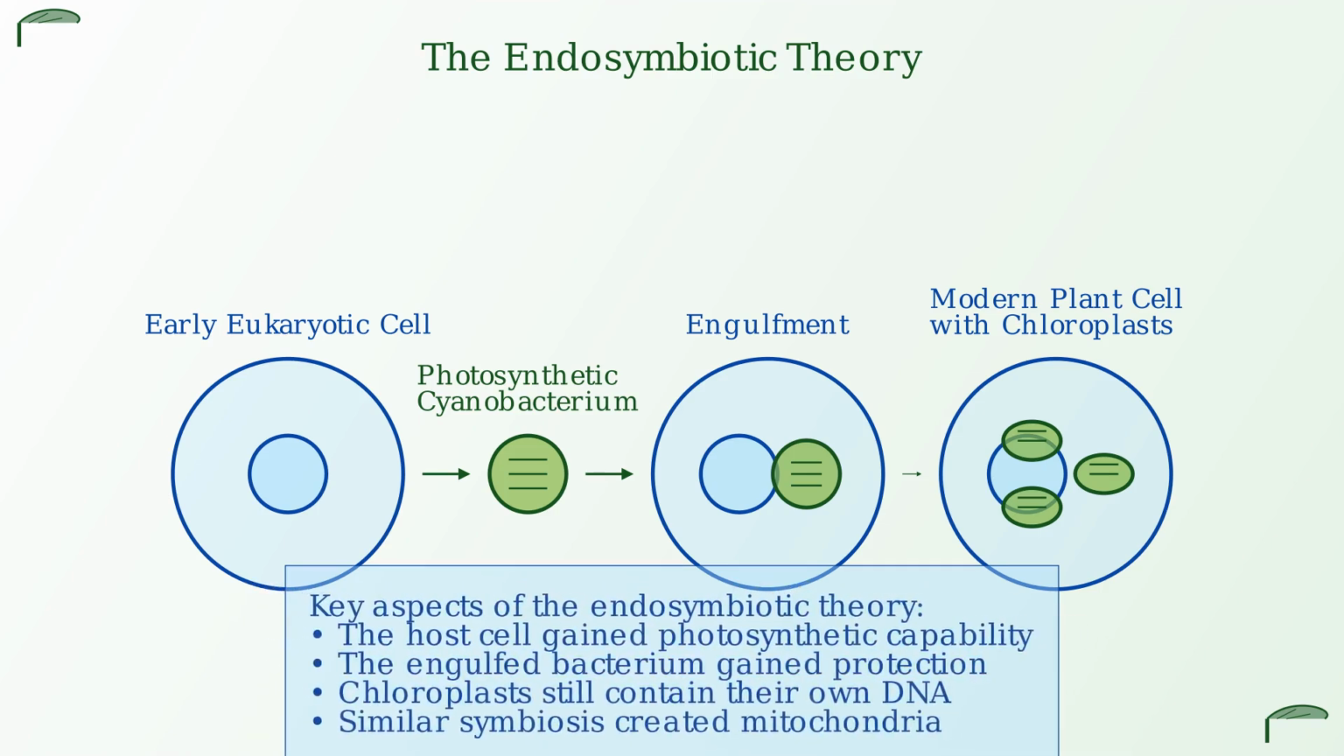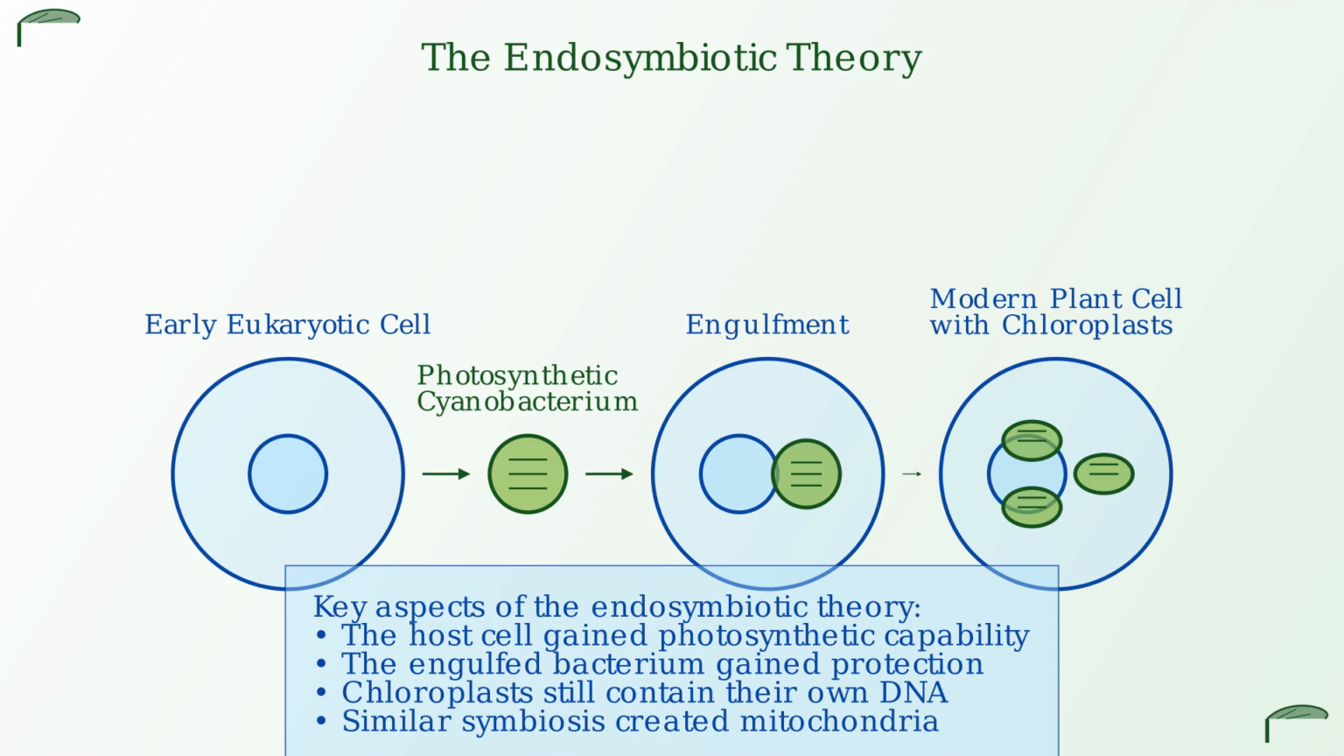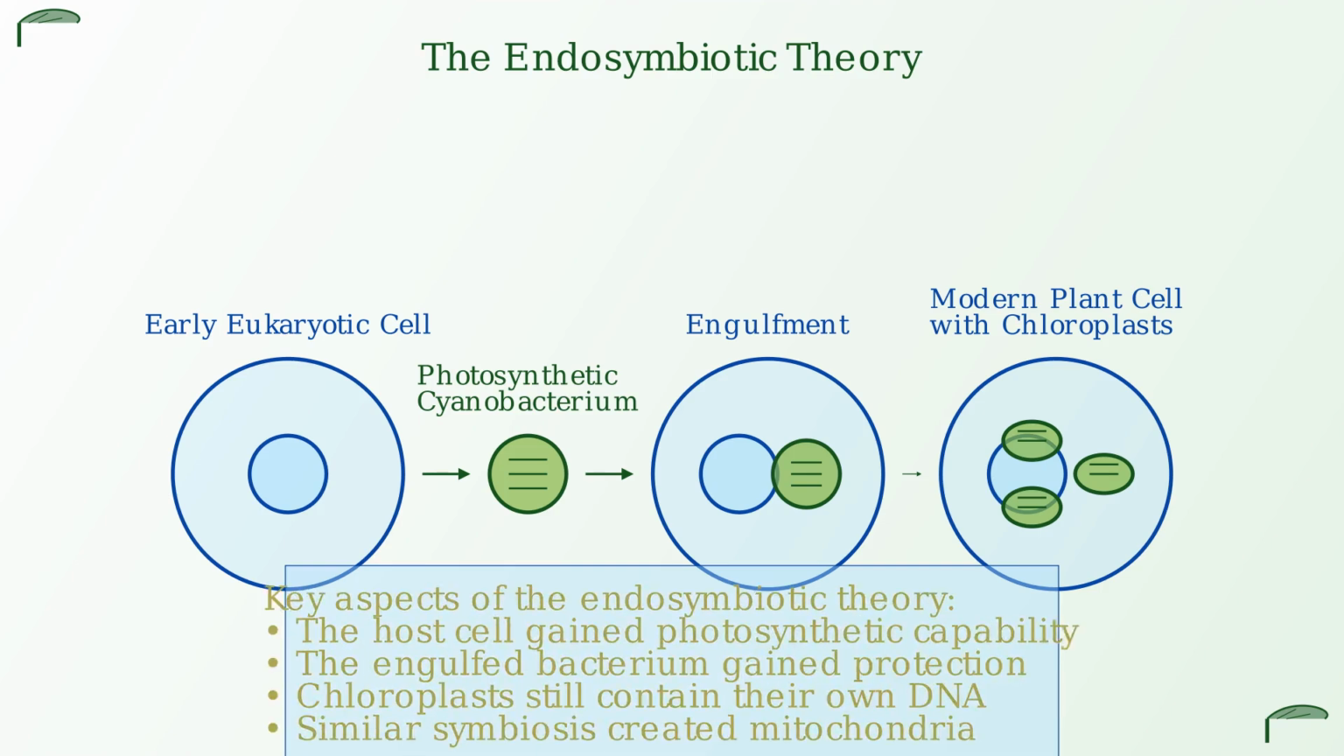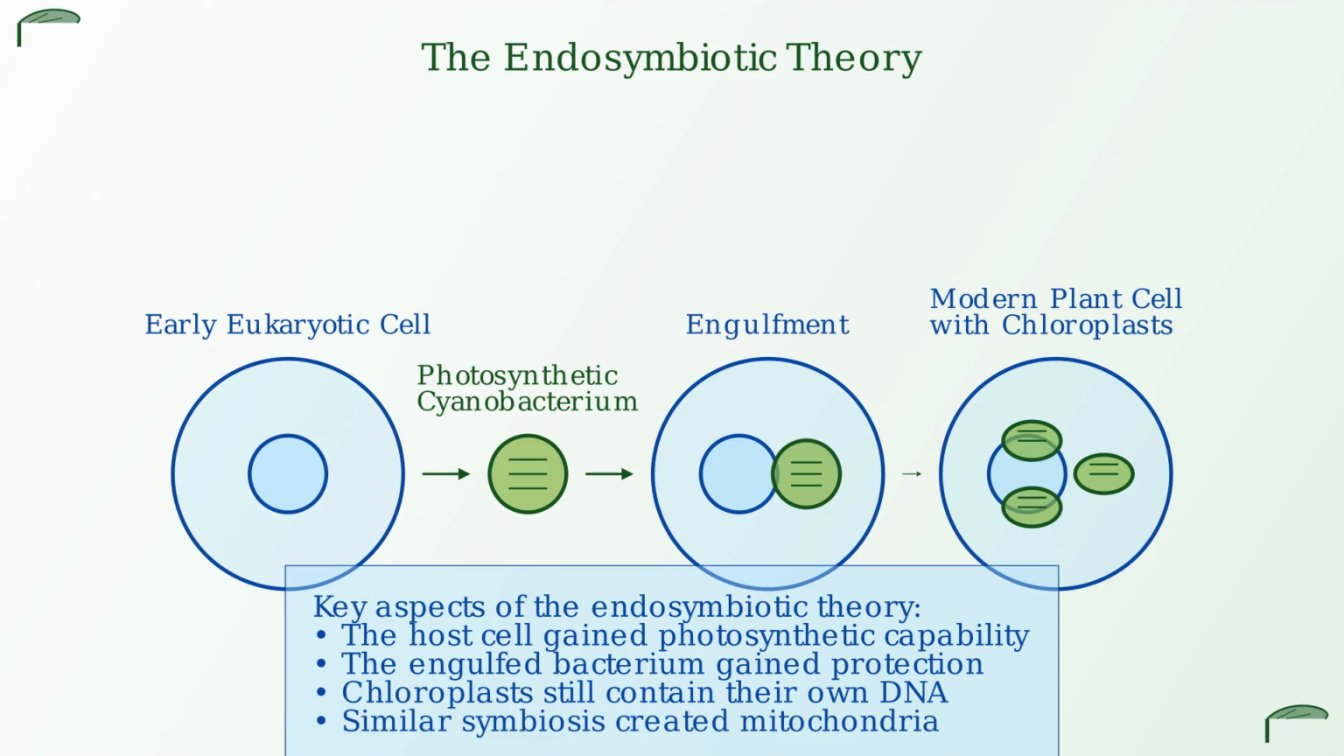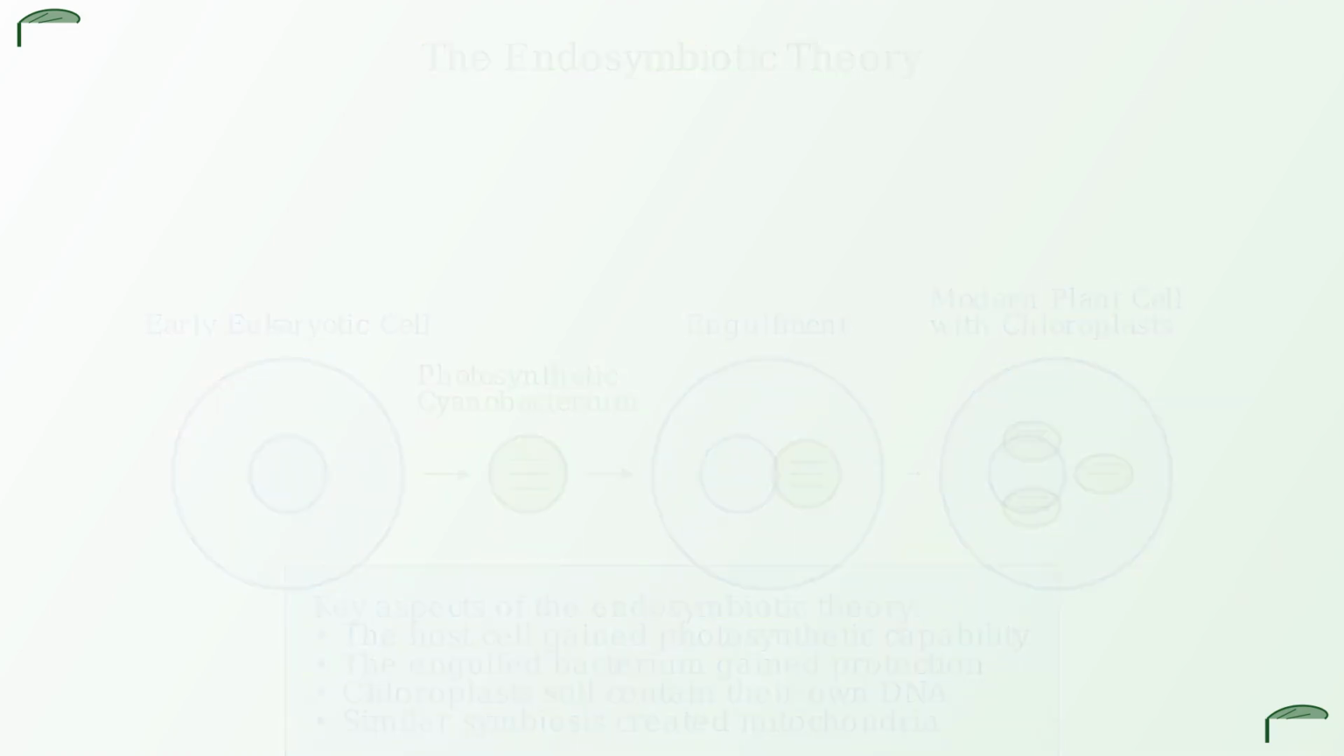Evidence supporting this theory includes the fact that chloroplasts contain their own DNA and replicate independently within the cell, similar to bacteria. A similar endosymbiotic event is believed to have given rise to mitochondria, the organelles responsible for cellular respiration. The endosymbiotic origin of chloroplasts represents one of the most important evolutionary innovations in the history of life on Earth, setting the stage for the evolution of plants and all organisms that depend on them.